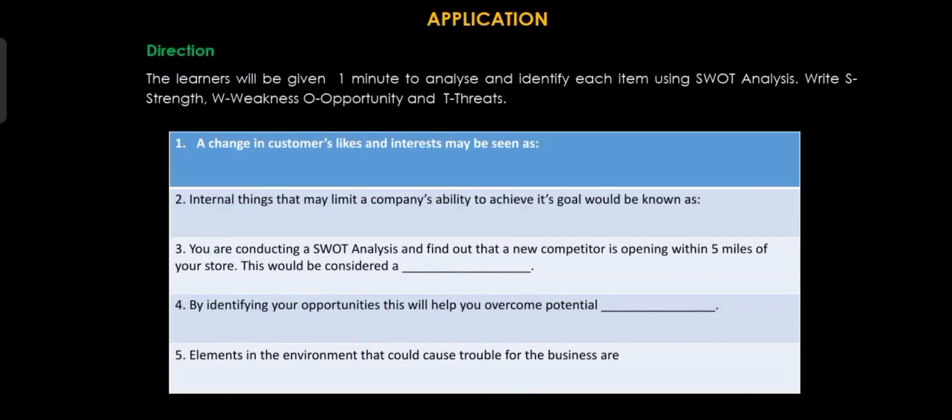Before we end our discussions, let's have this evaluation. You are given 1 minute to analyze and identify each item using SWOT analysis. Write S for strength, W for weakness, O for opportunity, and T for threats. You are given 5 questions and you have 1 minute to answer those questions. Your timer starts now.